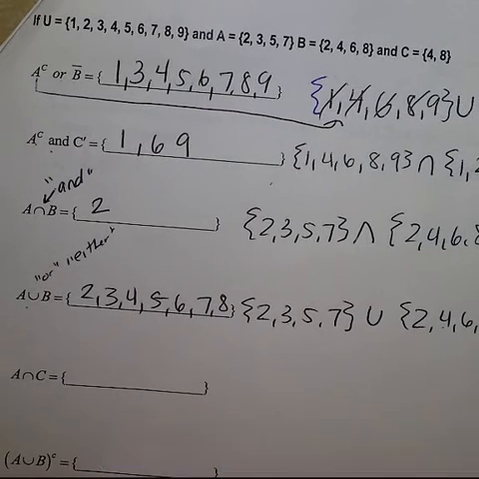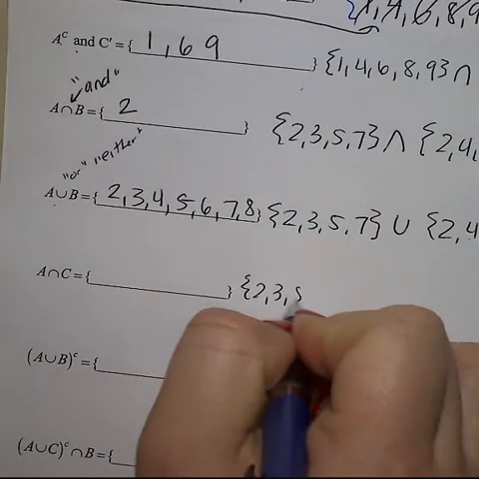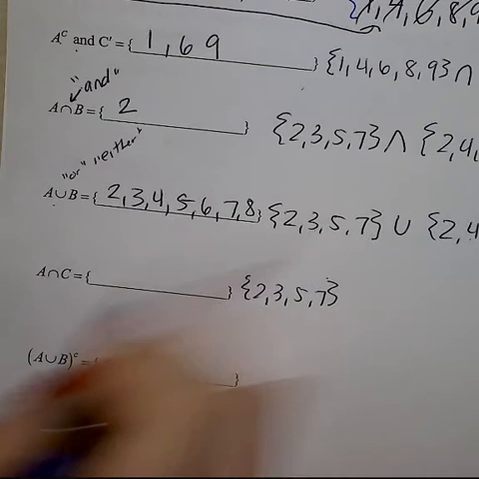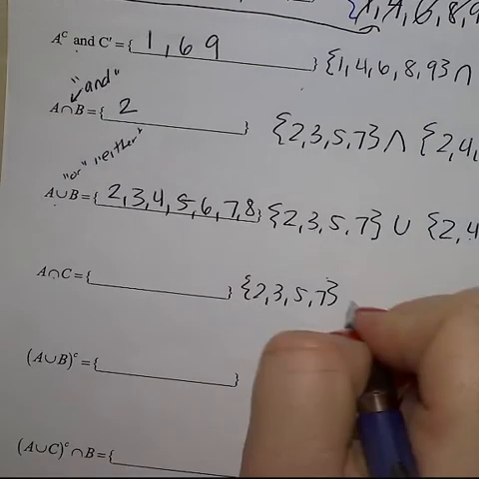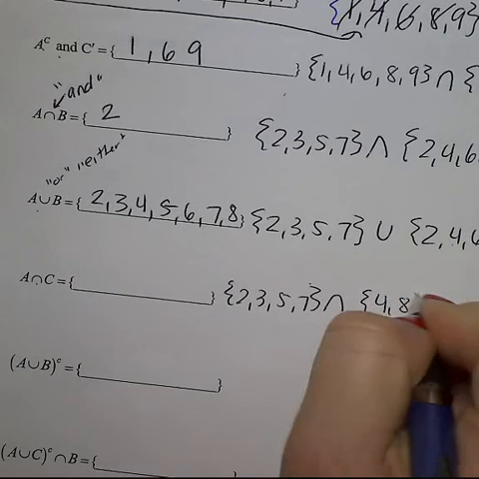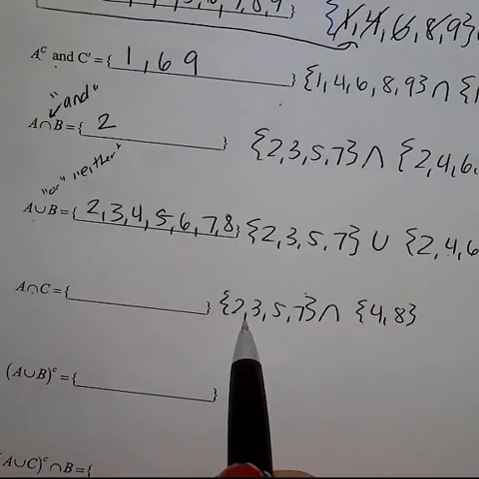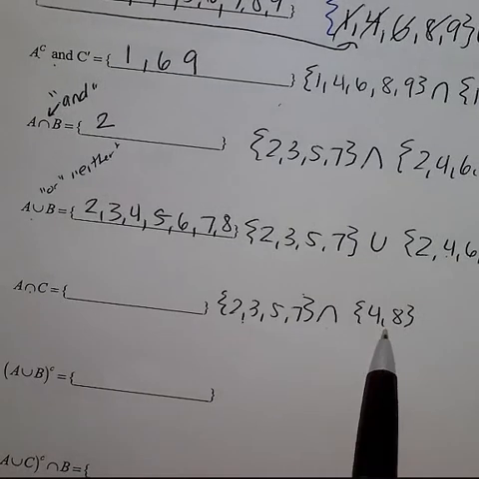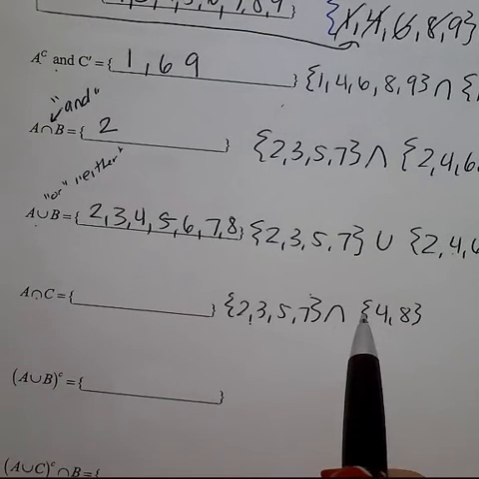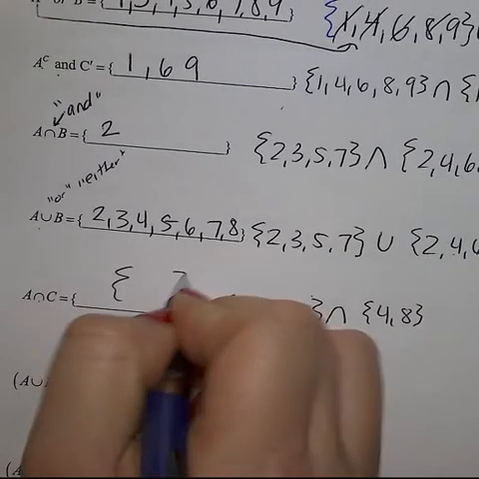Okay, go down to the next one. So we have A again, so 2, 3, 5, and 7. And now this again is your intersection symbol, so what belongs to both, and I'm going to put down C, 4 and 8. So what's in A that's also in C? Is there anything in common? Okay, so this is the empty set. I know that we can't see anything here, but this is the empty set.